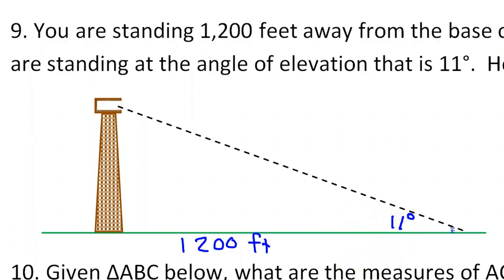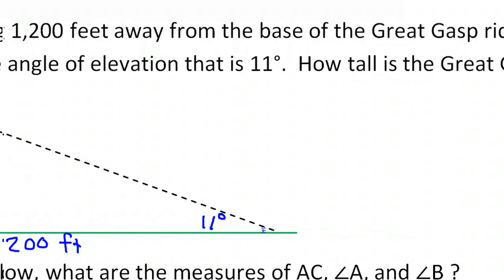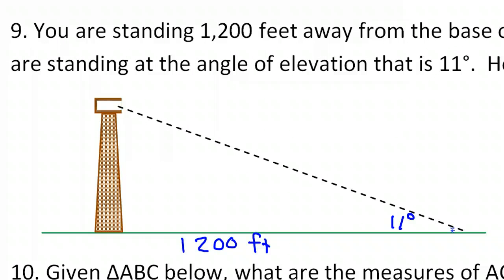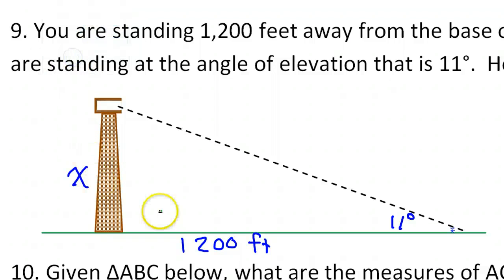So 11 degrees. Now we're supposed to figure out how tall the ride is with this information. So the height of the ride is going to be this x right here. So let's see, which trig function are we going to be dealing with? From the perspective of 11 degrees, this x is opposite, and this distance on the ground is adjacent.